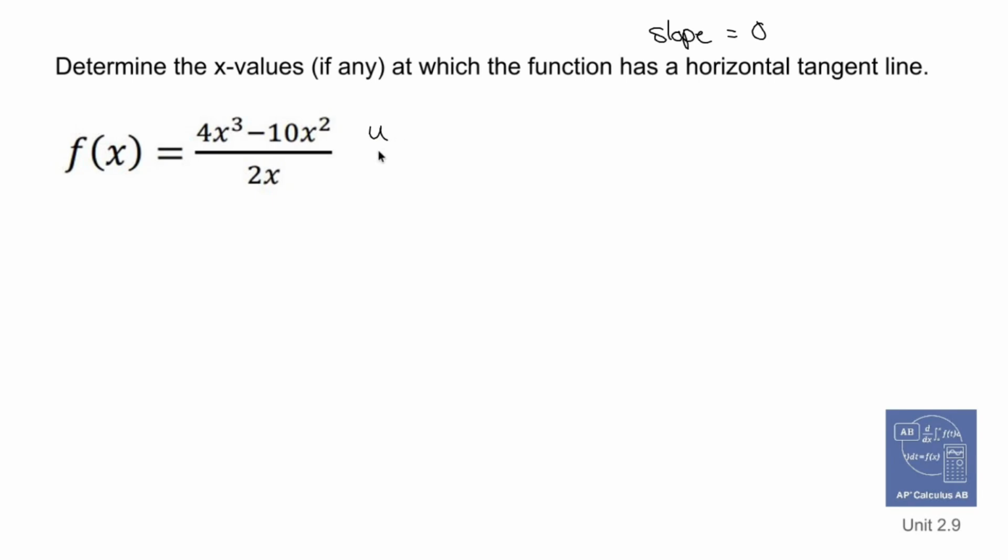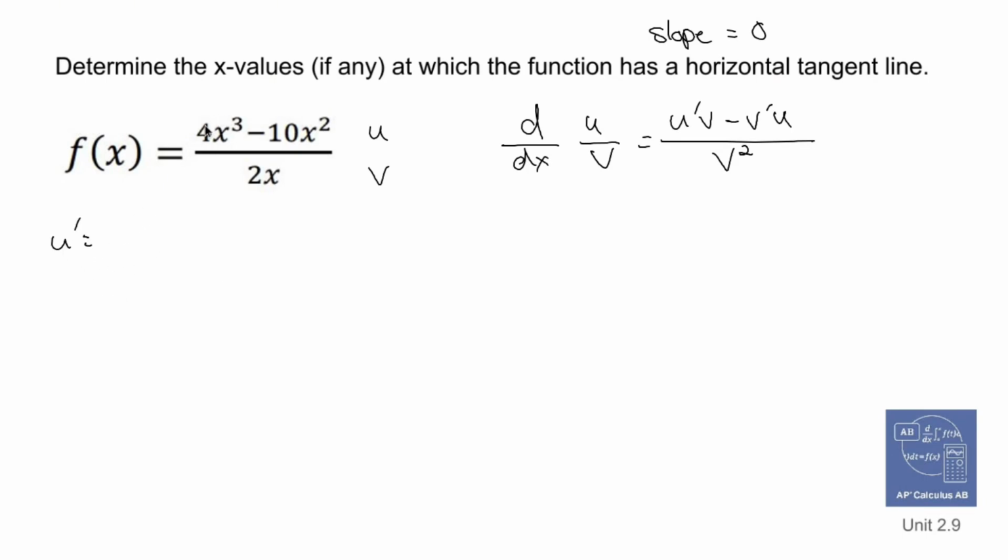So I'll label u and I'll label v, and the quotient rule says that if I take the derivative of u over v, I get u prime v minus v prime u all over v squared. Okay, so let's do that. Let's find out what u prime is.